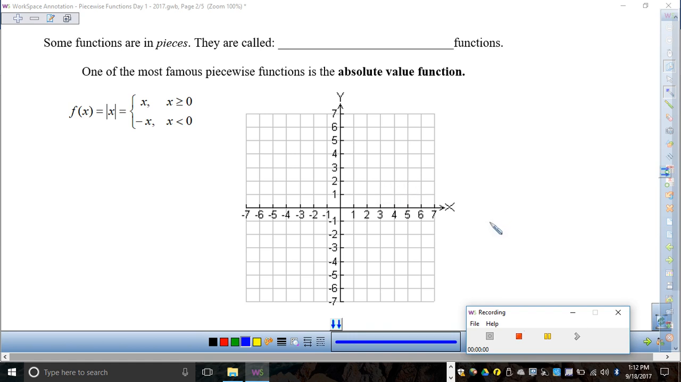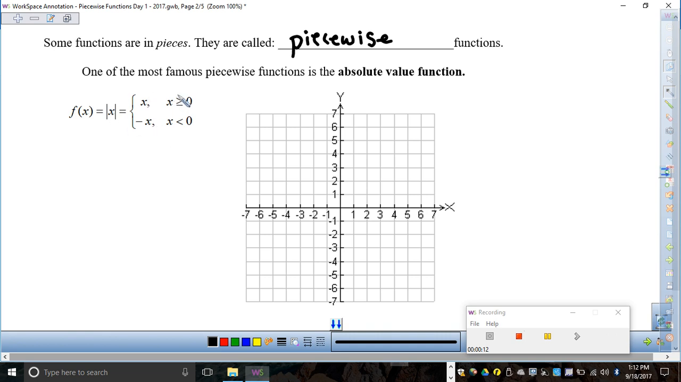Some functions are in pieces, as we've seen this week, and they are called piecewise functions. One of the most famous piecewise functions is the absolute value function. We already have an idea of what this looks like. We've been doing a little bit of work already with it this week, but it's really split into two functions.